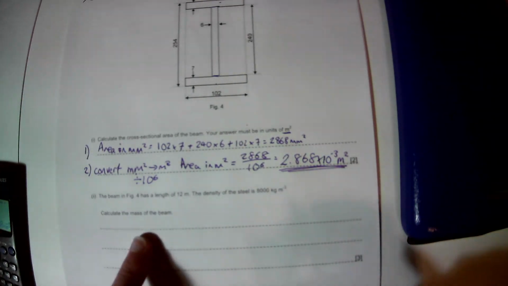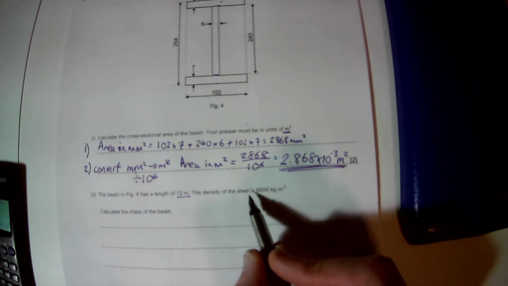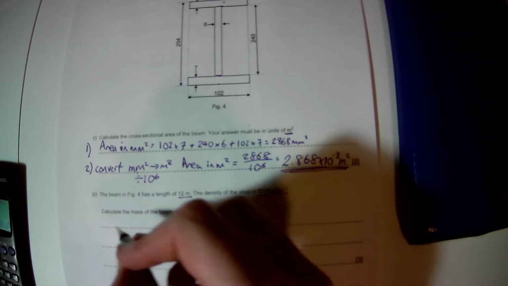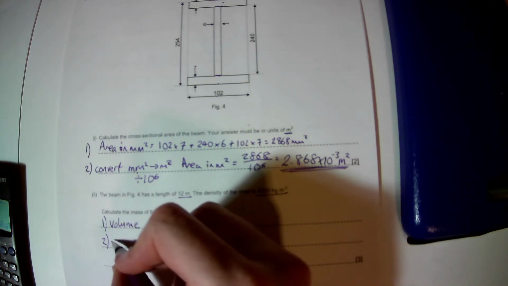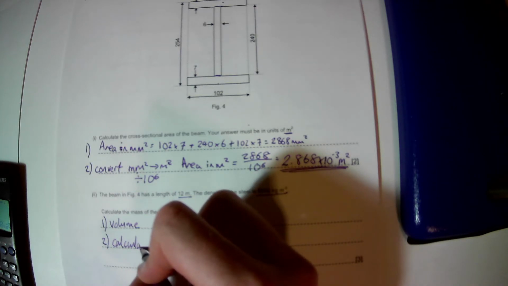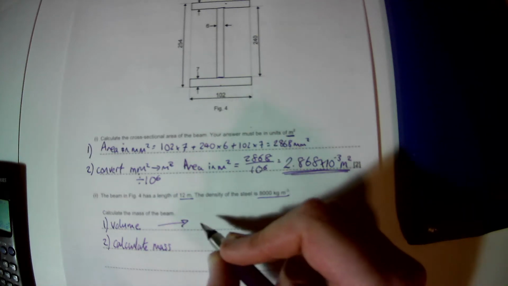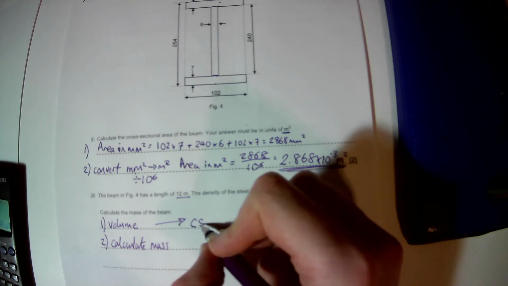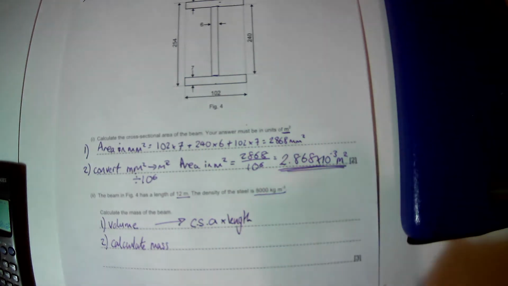Then the next step, we want to calculate the mass of the beam. It gives us a length, it gives us a density. We need to know how to calculate the volume first. We then need to calculate the mass. Our volume we get because a volume is a cross-sectional area multiplied by the length. These need to be in the same units.